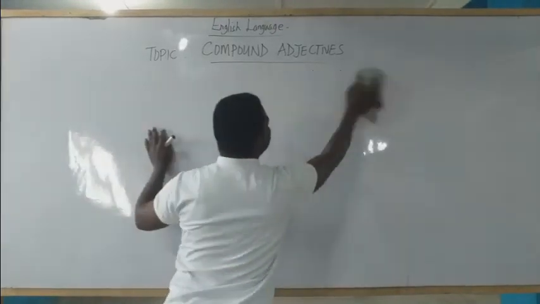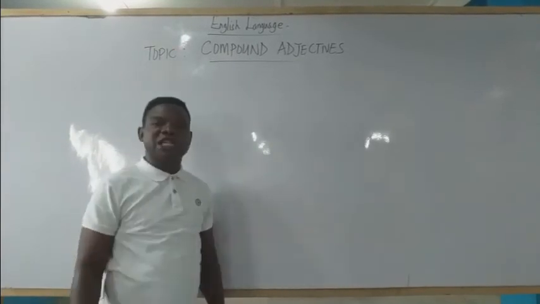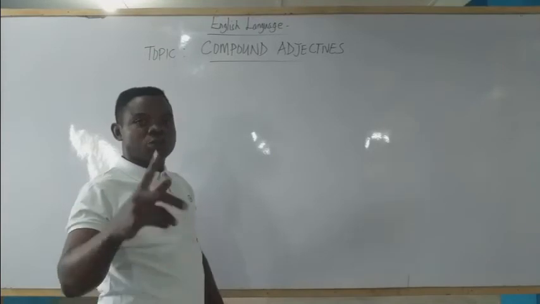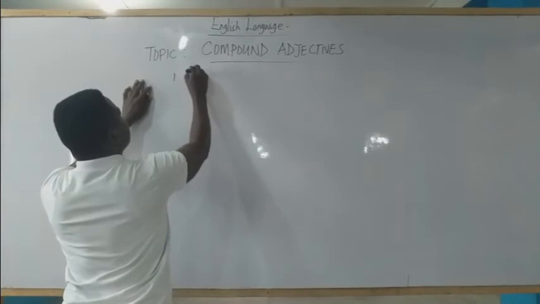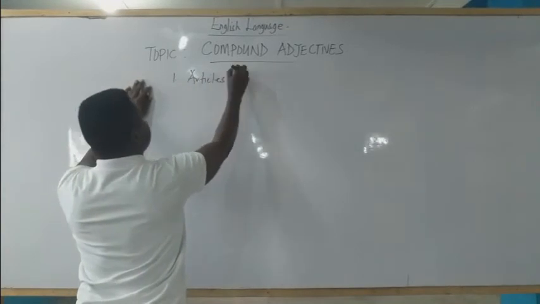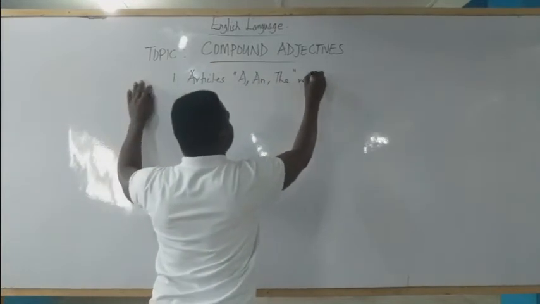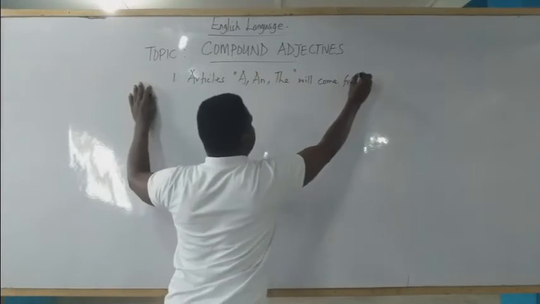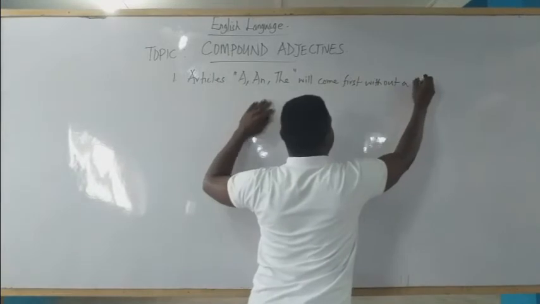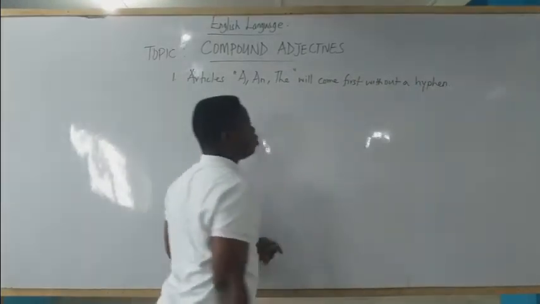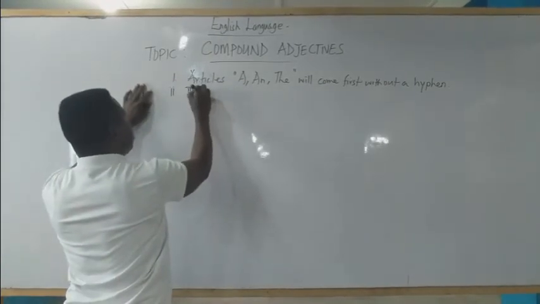So let's see the steps to be taken in the formation of compound adjectives. To form compound adjectives, what are the steps that one must take? The first one is that articles A and The will come first without a hyphen. Yes, you write your articles first without a hyphen. That's the first step.